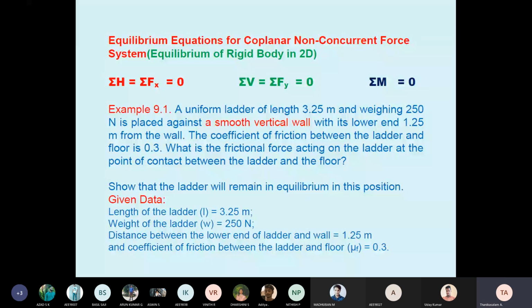Luis, can you read the problem? Luis? Nitish, can you read the problem? Nitish.